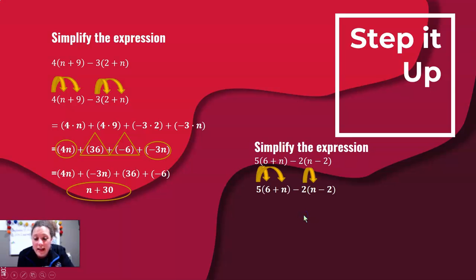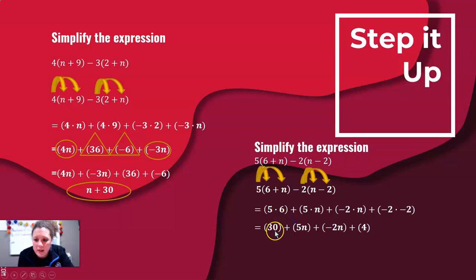Negative 2 times n, and then negative 2 times negative 2, and it's going to look like this, right? So now I have to do 4 different multiplication problems, and it's not anything that you cannot handle as an algebra student, right? So 5 times 6 is 30. 5 times n would be 5n. Negative 2 times n would just be negative 2n. And then negative 2 times a negative 2 would just be 4.